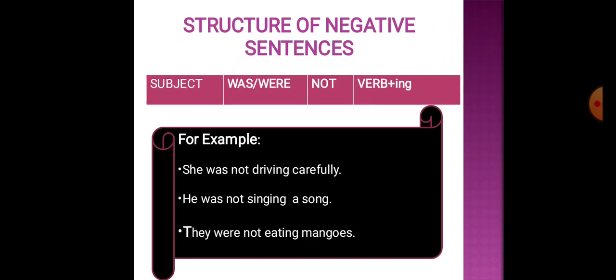Now, the structure of negative sentences. First subject is used, then was or were, then not, and then present participle. And examples are: she was not driving carefully. He was not singing a song. They were not eating mangoes.